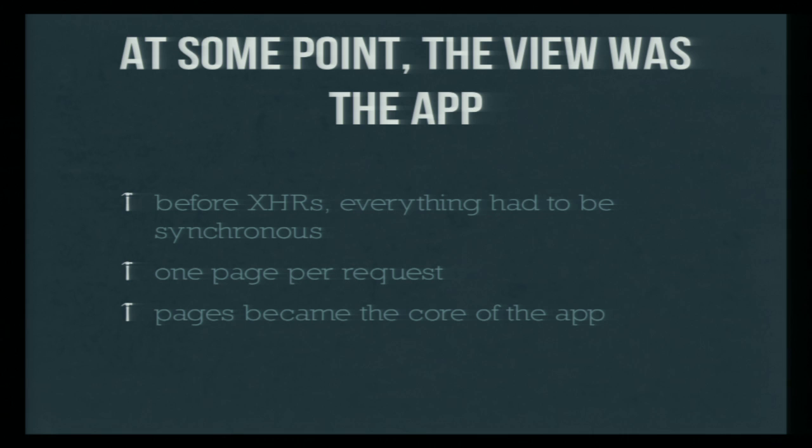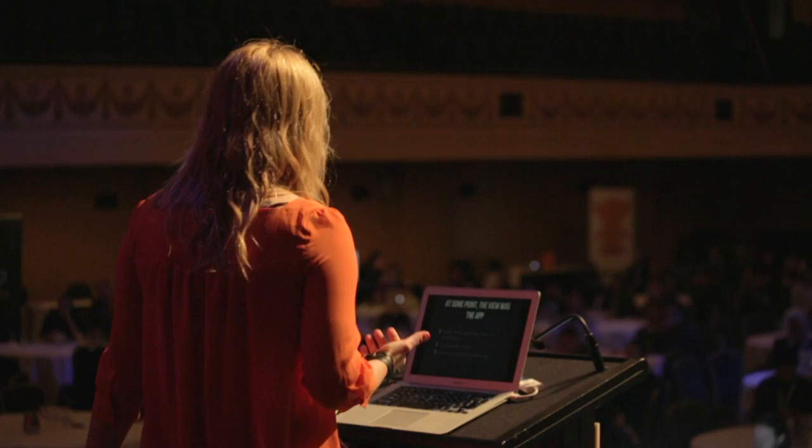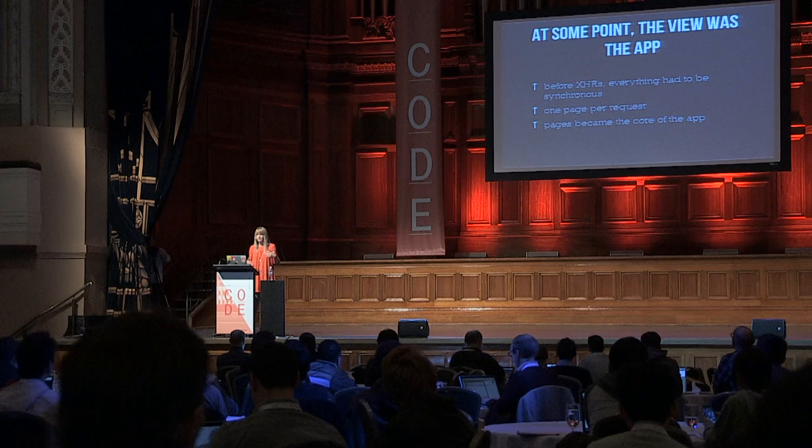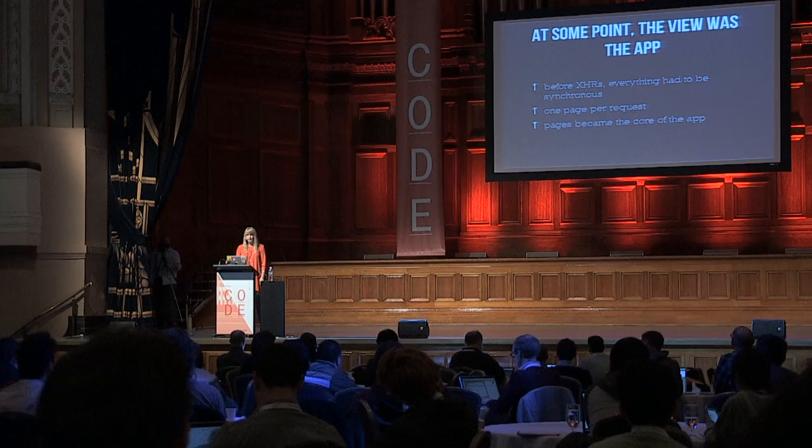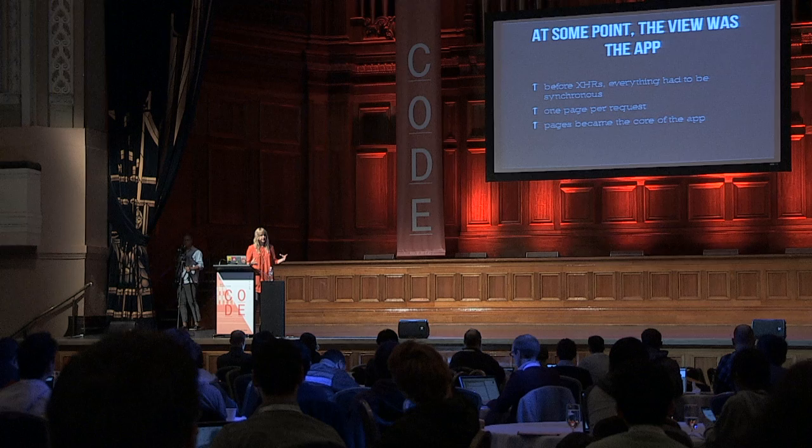But in fairly recent history, the view sort of was the application to some extent. Before we had XHRs and we were all really interested in pushing data to the client asynchronously, everything was synchronous. We had that request-response model, and that was the standard way that any website or web application, if you were that sophisticated, worked, right? So the page basically was the application as far as your user was concerned.